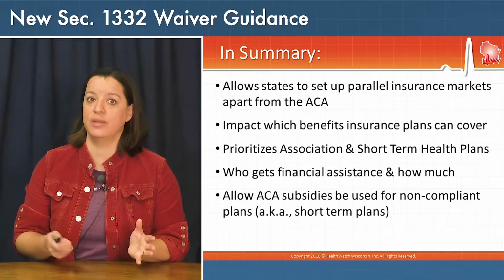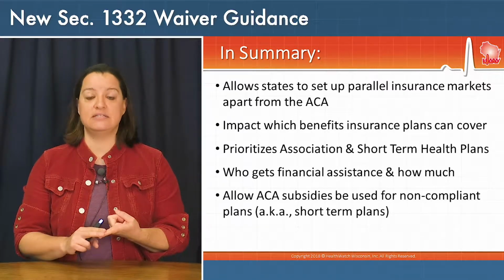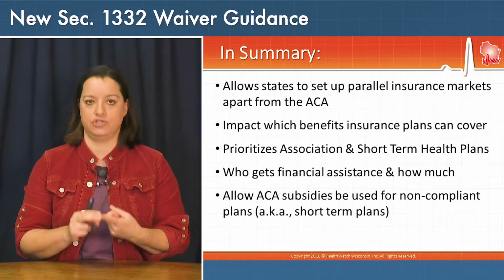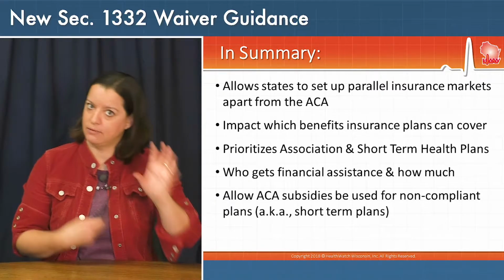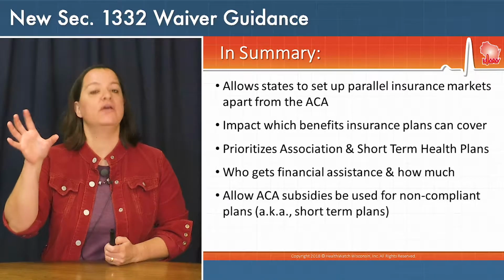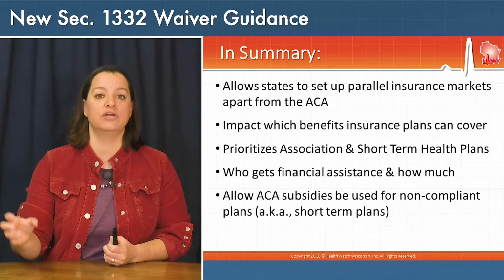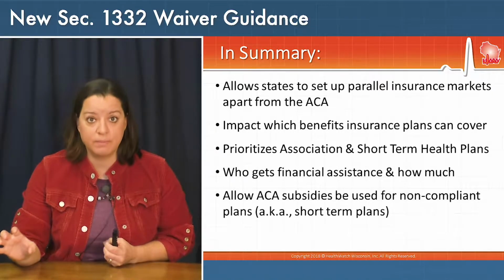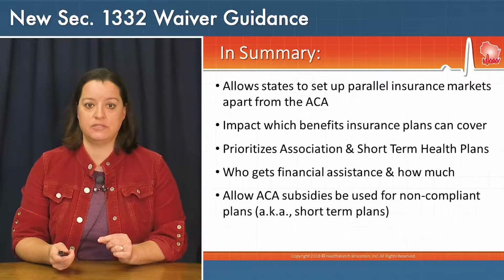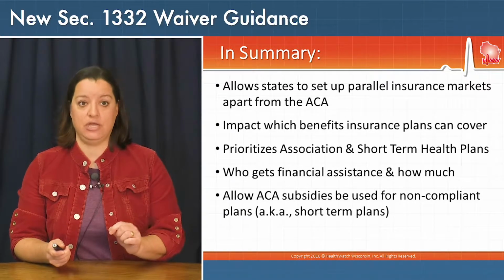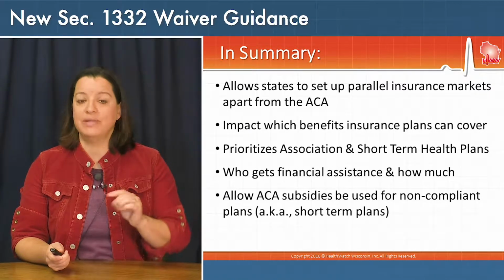So that's a lot of information. Let's go over this with a quick summary of what the new guidance is doing. It's allowing states to essentially set up a parallel insurance market, one that follows the Affordable Care Act as it was written the way that we're looking at it today, and one that looks very different with new definitions of coverage, one that looks at short-term plans as being coverage, one that looks at different definitions of affordability and comprehensiveness. The impact on which benefits insurance plans can cover is going to be changed. The priority is going to go to the association and the short-term plans.